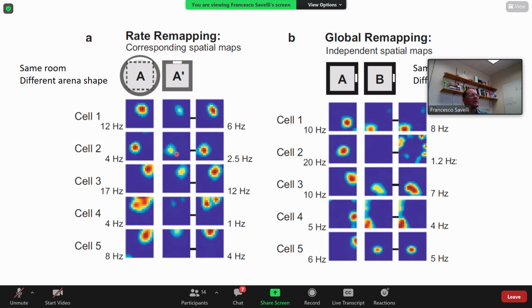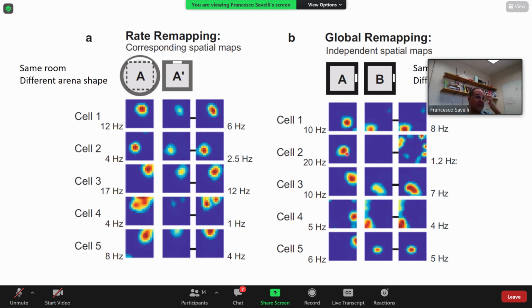But they basically said that there is this phenomenon of only rate remapping, in which the place fields don't move much, but it's just the level of firing that changes. And then in these other experiments, when they put the same arena in different rooms, they saw something more similar to what we saw before with the square and the circle. And you got global remapping there. They call it global remapping because now the place fields are in a completely different spot.